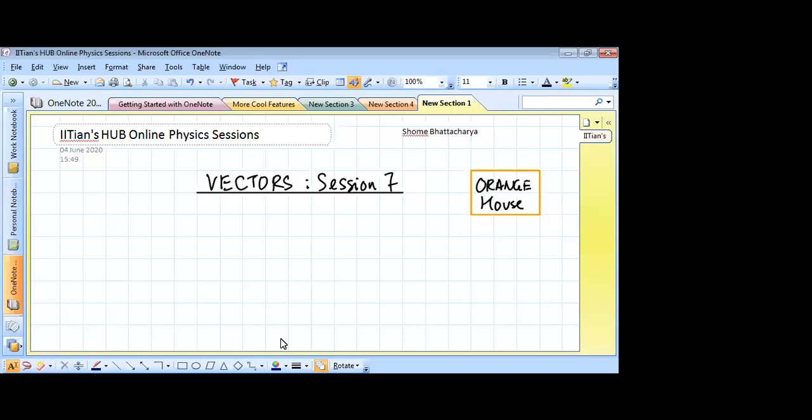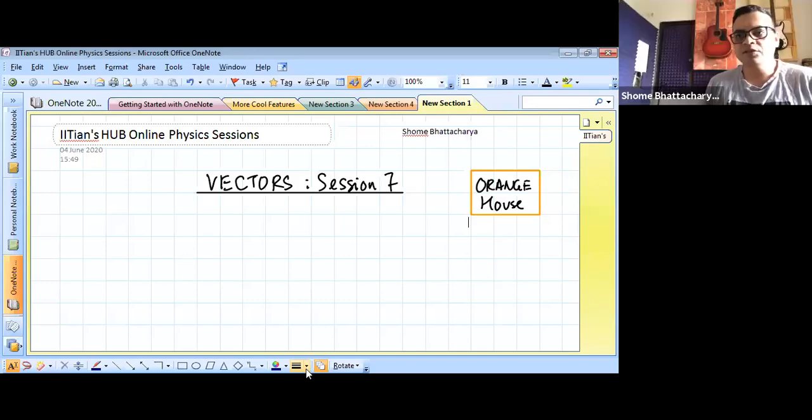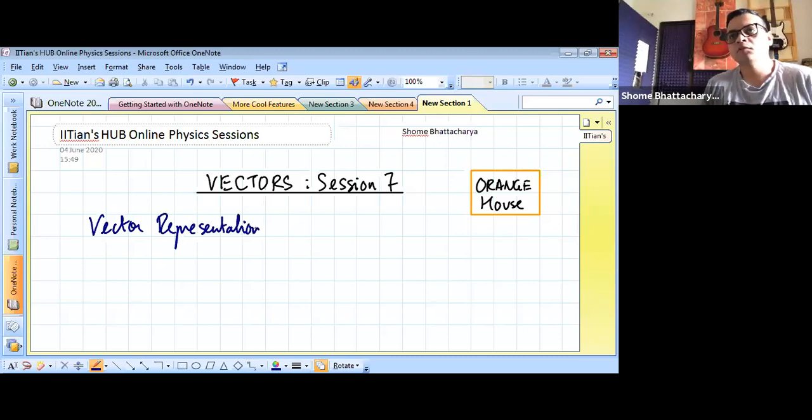So we'll start with a quick recap of the last part of session 6, where we were discussing the basics of three-dimensional vectors. So we saw vector representation in a three-dimensional coordinate system, or what we call three-dimensional component algebra.